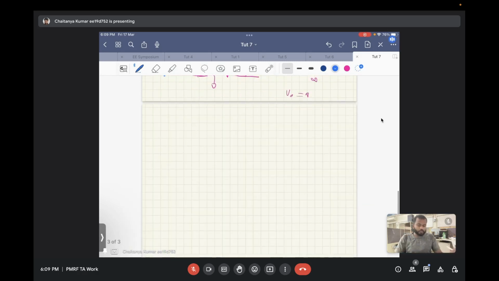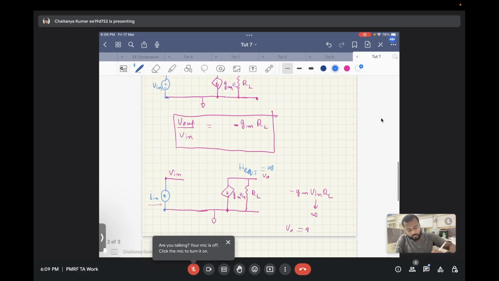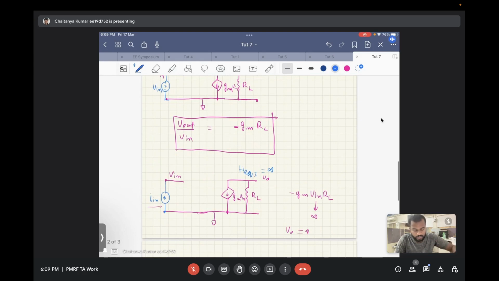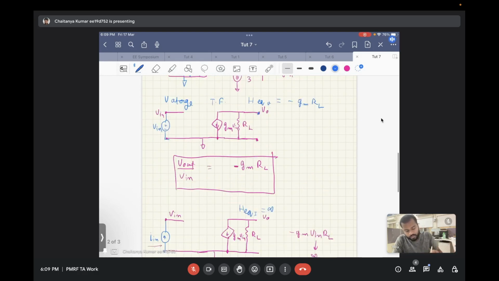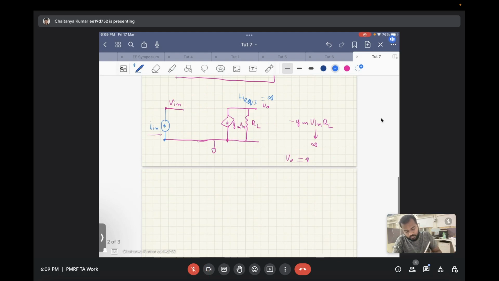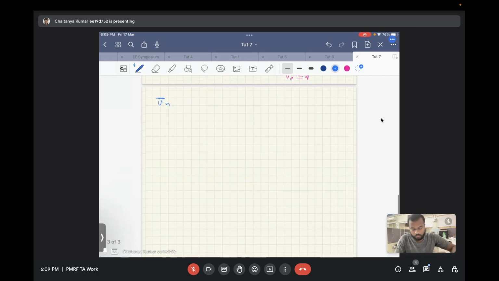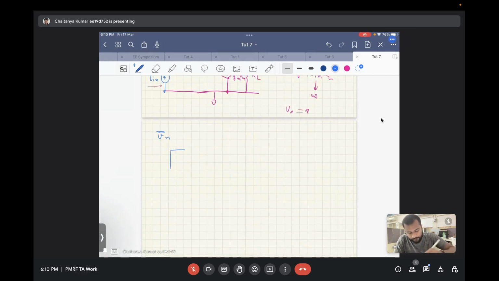Okay, so now we need to find the output. We need to de-energize the input sources, and we need to find the output current, or output voltage, whatever develops due to noise, and then divide it by the equivalent transfer function. So first of all, when we are working on the input referred noise voltage, we will consider this circuit, and in this circuit, if we de-energize the input source, what we get is the following.